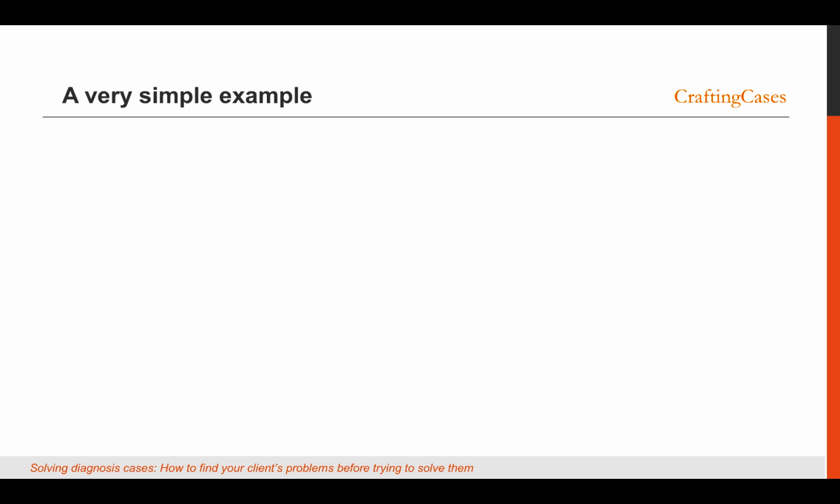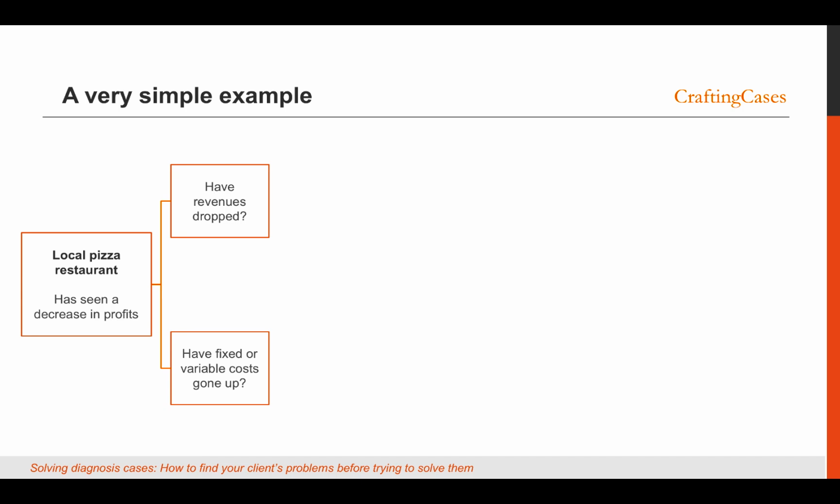Now, let me walk you through a very simple example. An example that you could find in a case interview, although it's simpler than most case interviews. Let's say a local pizza restaurant has seen a decrease in profits, and they want to know why that happened. How would I conduct this case? Well, first, we need to see if revenues have dropped or if fixed or variable costs have gone up. So I'd present this structure to the interviewer and ask them, do we know if revenues have dropped or if fixed or variable costs have gone up?